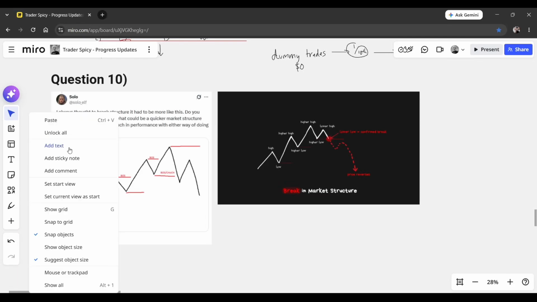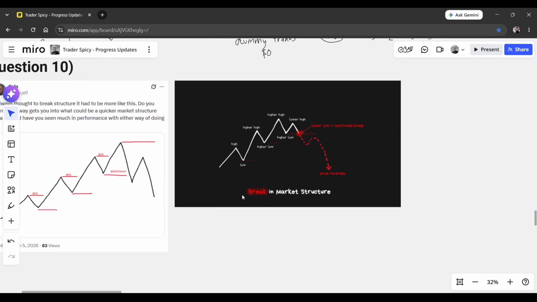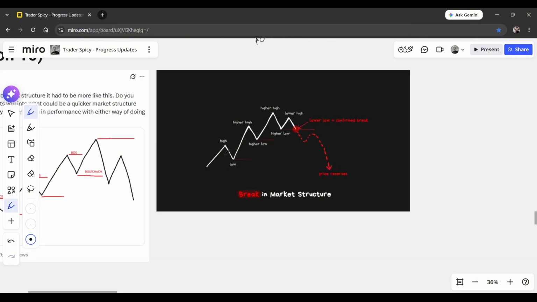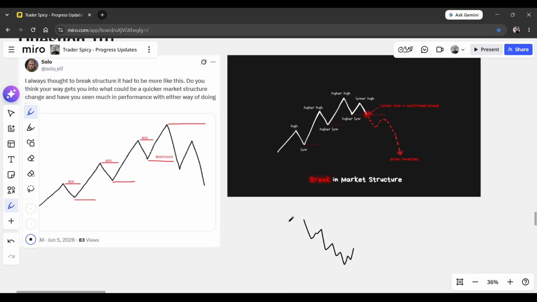Solo Elf wrote a comment to one of my Twitter posts. I'll just read it out and explain the graphic he drew as well. So I posted this post on Twitter, just explaining a break in market structure. If you're unfamiliar, it's just if we have a market structure established with higher highs or higher lows, as soon as we no longer get higher highs or higher lows, we have a break in market structure. And the opposite is also true if we have lower lows and lower highs, and then suddenly that is no longer the case. We have a bullish break in market structure, right? So it's just when did the market structure start to change?